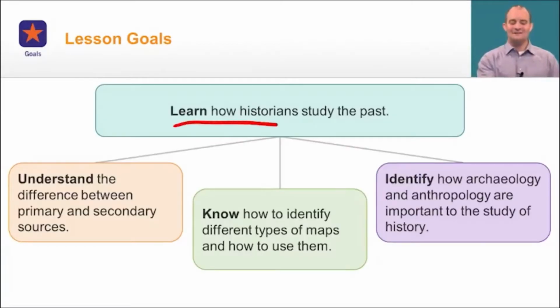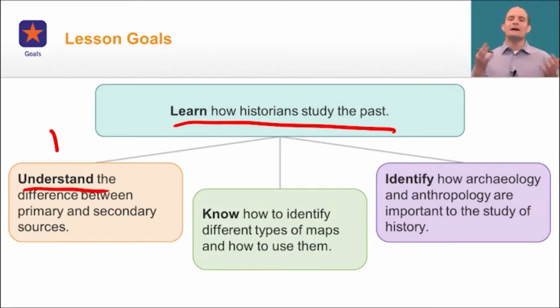Well, to learn how historians study the past, we need to look at this in three separate ways. In the first way, we need to understand the differences between primary and secondary sources. Secondly, we need to know how to identify different types of maps and how to use them. Thirdly, we need to identify how archaeology and anthropology are important to the study of history.